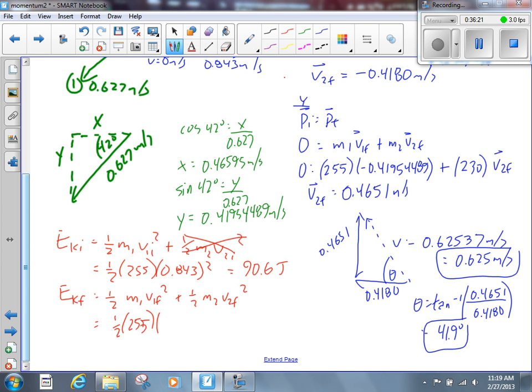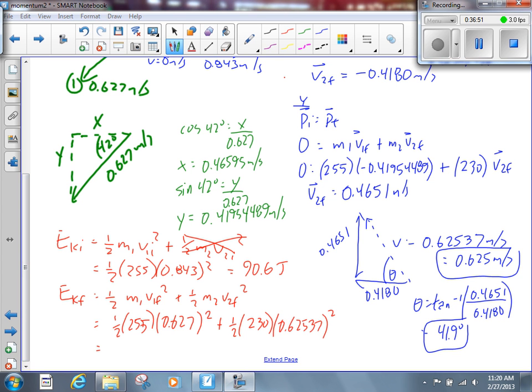Just take the final speed, 0.627 meters per second. I don't care if it's 42 degrees or 89 degrees. I don't care if it's left or right. I don't care if it's up or down. Second mass here was 230. And the second speed we've already calculated is 0.62537. Don't forget to square that.